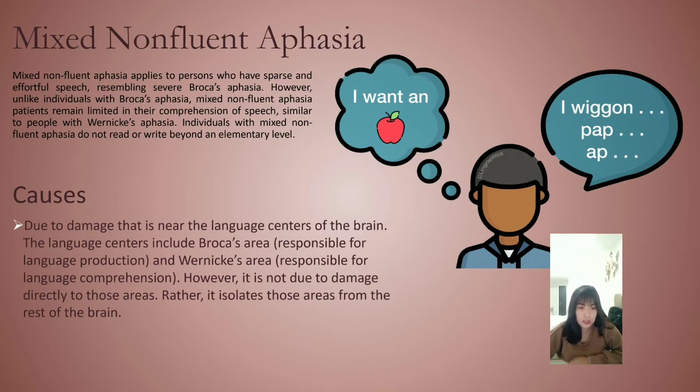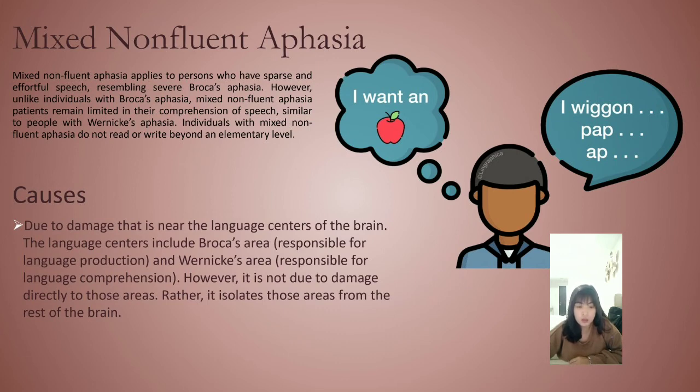And it comes to the last type of aphasia, the mixed non-fluent aphasia. Mixed non-fluent aphasia applies to persons who have sparse and effortful speech, resembling severe Broca's aphasia. However, unlike individuals with Broca's aphasia, mixed non-fluent aphasia patients remain limited in their comprehension of speech. Similar to people with Wernicke's aphasia, individuals with mixed non-fluent aphasia do not read or write beyond an elementary level. And what causes mixed non-fluent aphasia?